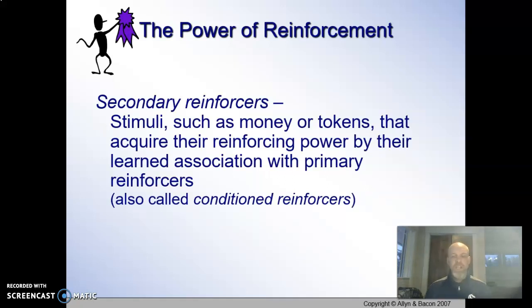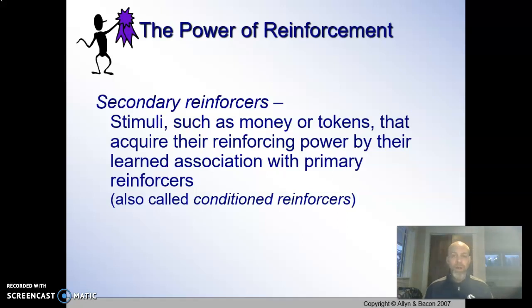So money is a very easy example. Money is nothing but some fibers all put together. It does absolutely nothing for us. However, we've associated now money with food, water, entertainment. Okay, so we associate money and that becomes a reinforcer.